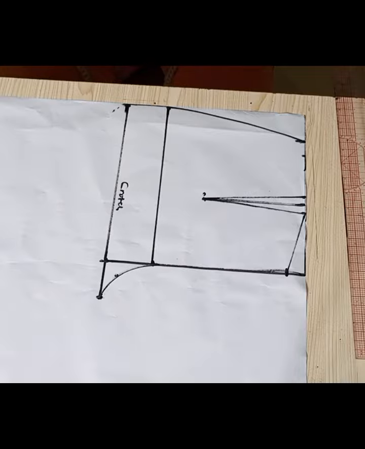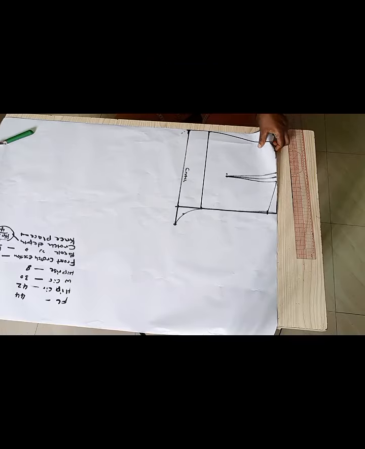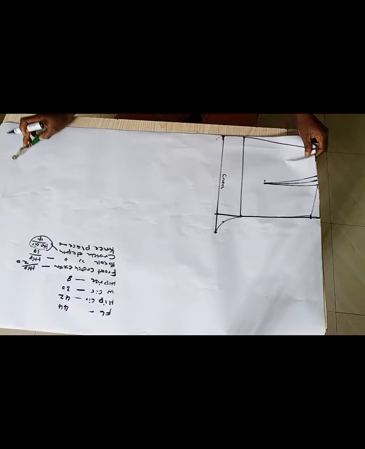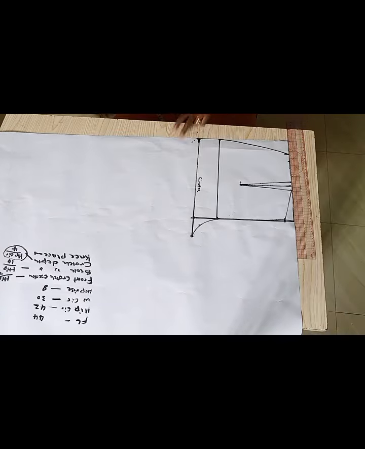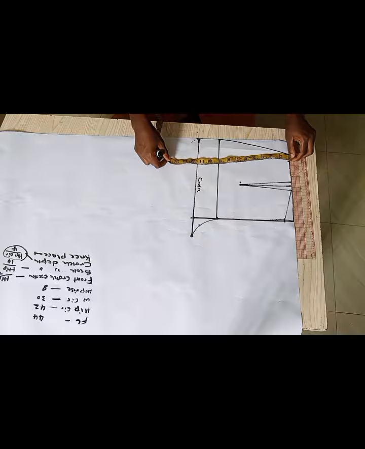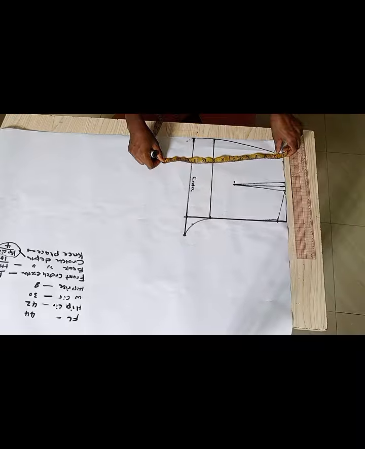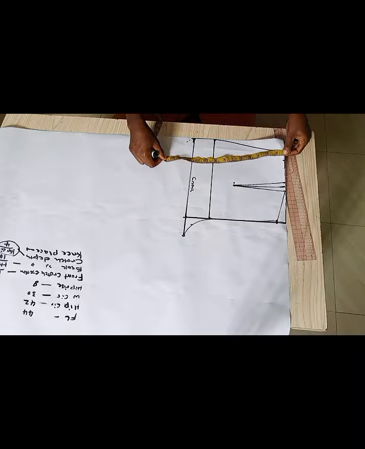Can you see our beautiful front trouser? So the next thing we want to do is mark the full length of this trouser. Okay, so the full length of this trouser is 44 inches. So that's what I want to mark now.